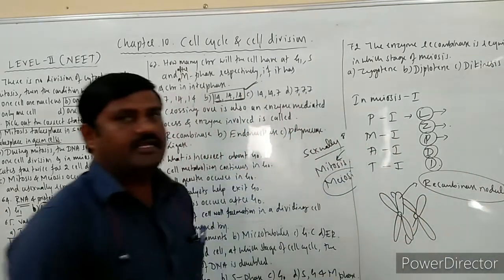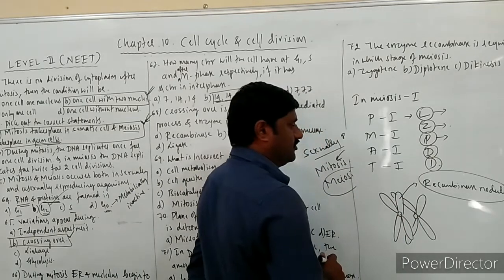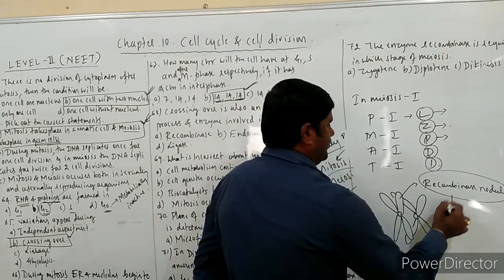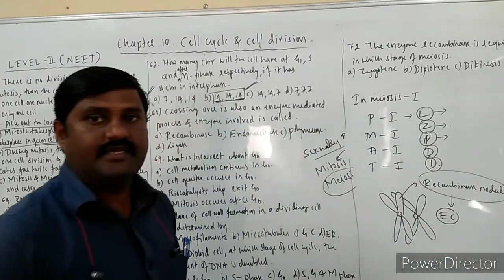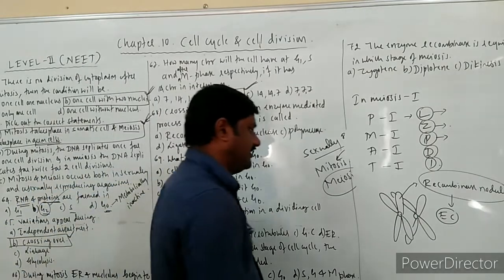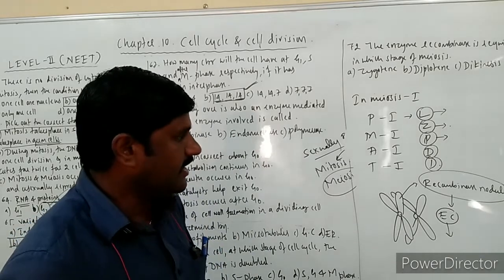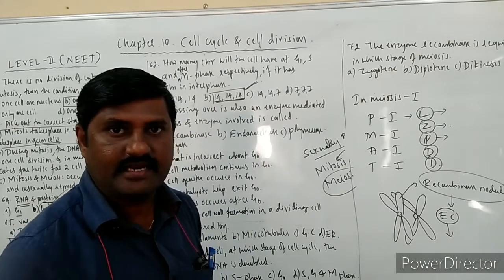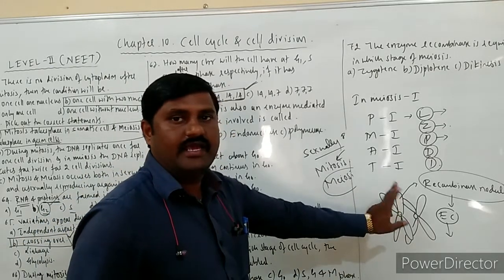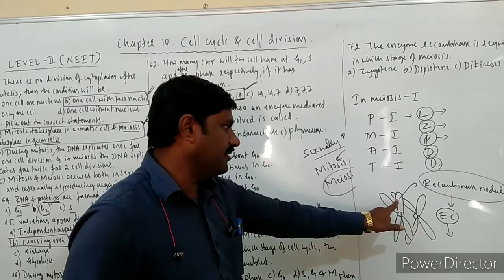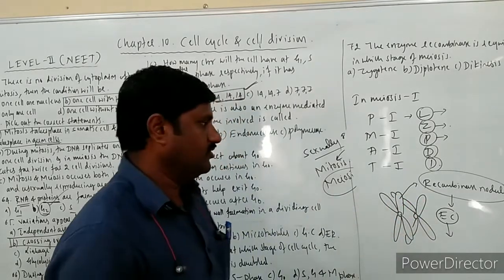What is formed? Recombinase nodule is formed between two non-sister chromatids of two homologous chromosomes, and this is an enzyme complex. It contains enzymes like endonuclease as well as ligases. Endonuclease helps in cutting the chromatids, and the exchange of chromatids takes place between two non-sister chromatids of two homologous chromosomes.